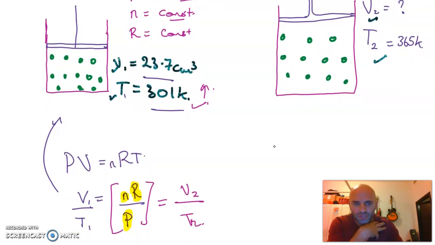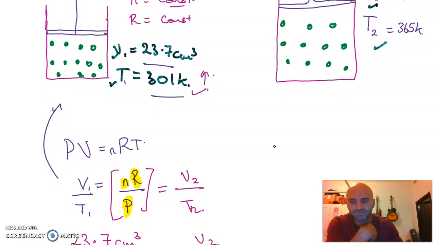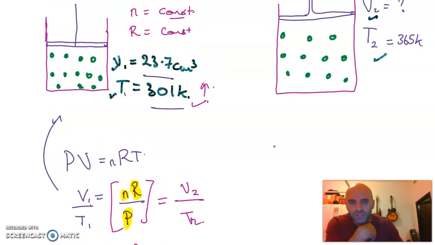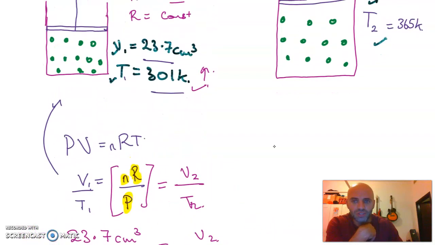Because the temperature has increased, in order to maintain the same pressure, remember you've got particles colliding with the walls of the container. So in order to maintain the same pressure, the volume must increase. Okay.